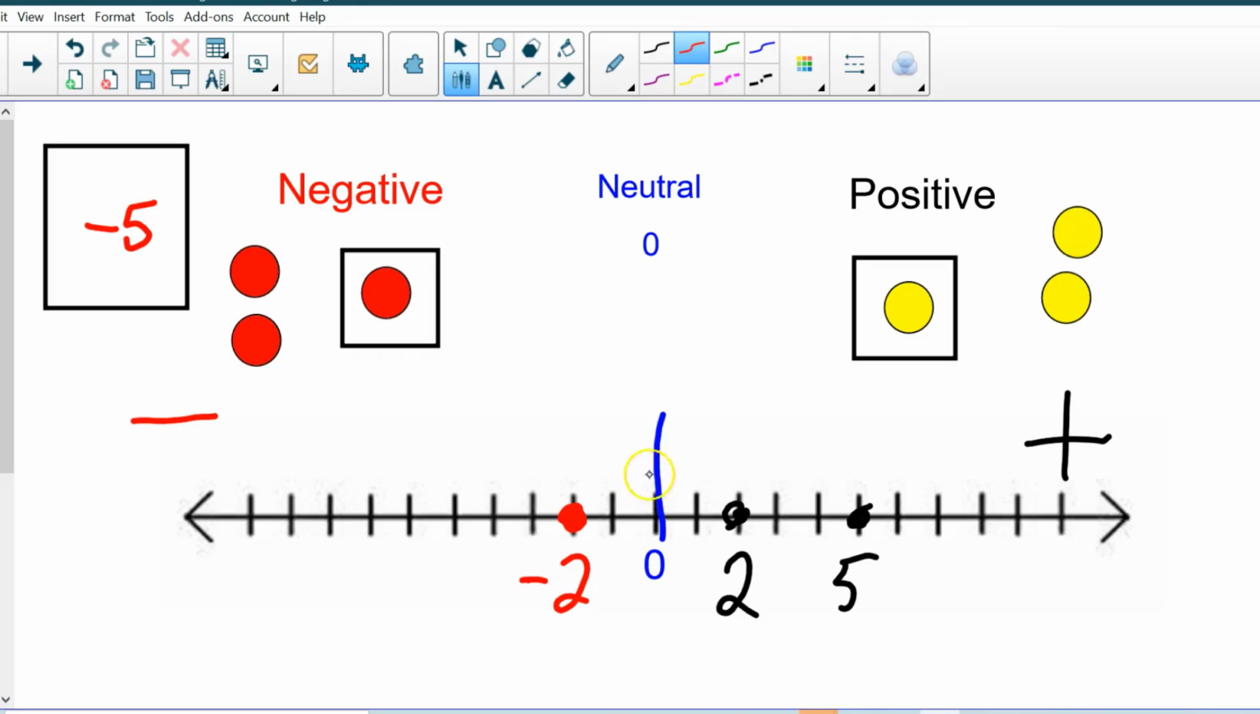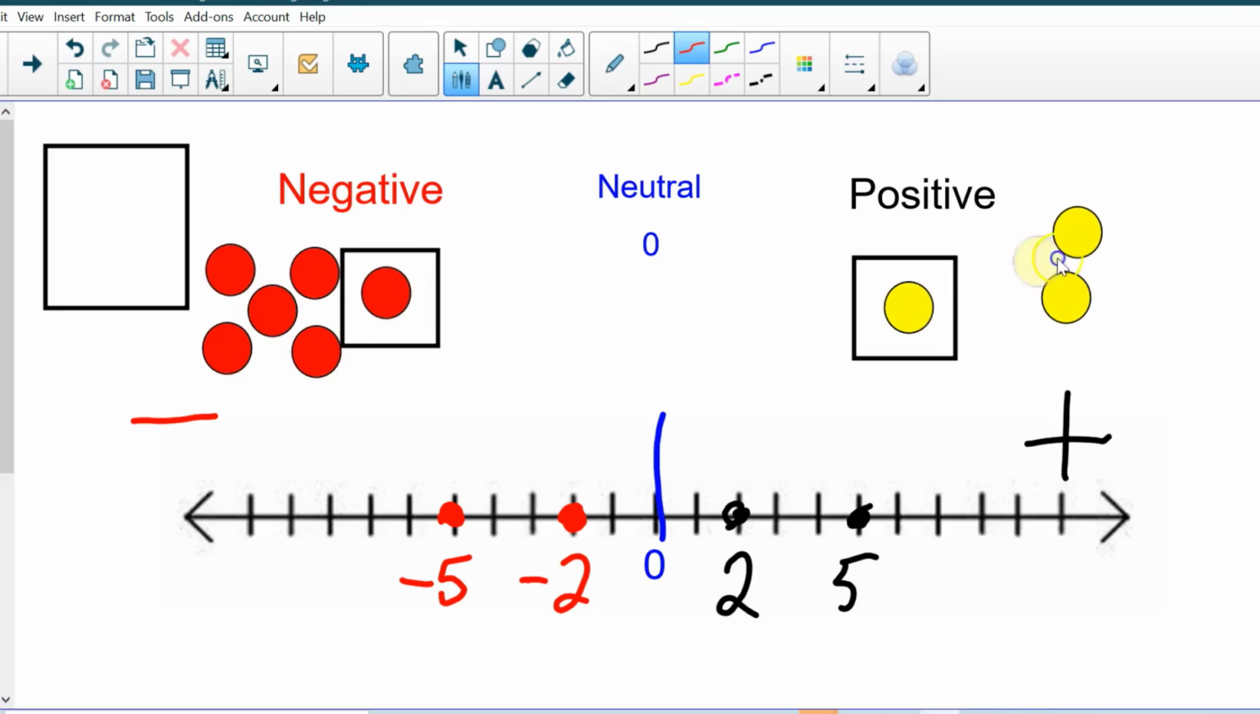How many spaces? It's 5. So here's negative 1, negative 2, negative 3, negative 4. Negative 5 is right here, 5 spaces to the left of 0. And so let's just move our number over here. So how would negative 5 look with our counters? Well, we already have 2, so let's just add a few more. Negative 3, negative 4. I'm just going to move these over. And negative 5. And of course, positive 5, here's positive 3, positive 4, and positive 5 with our counters.